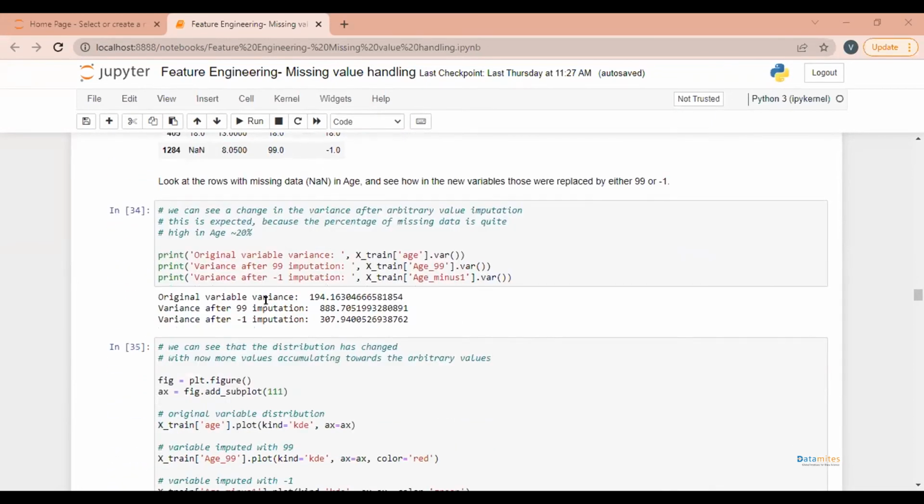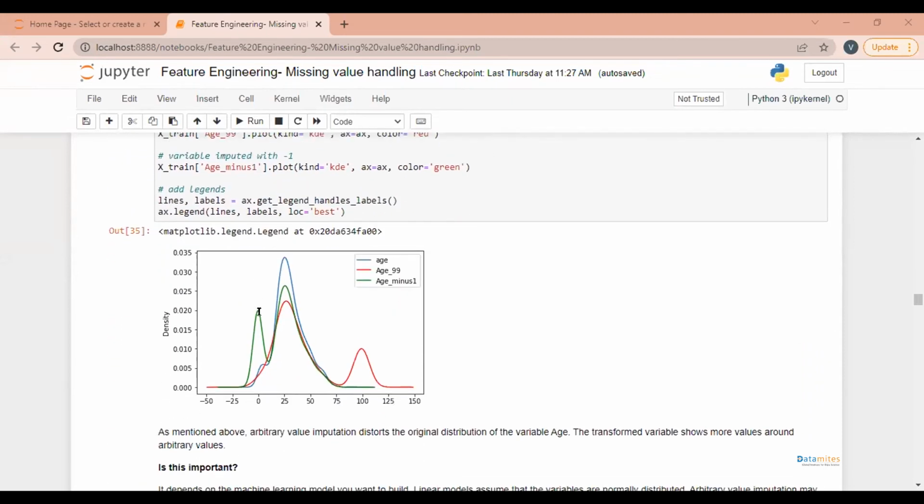Right. Let's check the variance for age. Before imputation, the original variance was somewhere around 194, which has increased up to 888. A huge increment has been observed in variance after 99 imputation. And for -1, there is an increment too, but not to the extent of 99. Let's observe the plots.